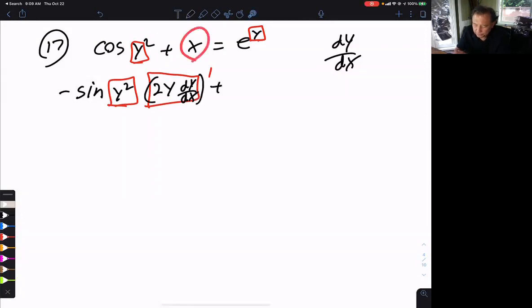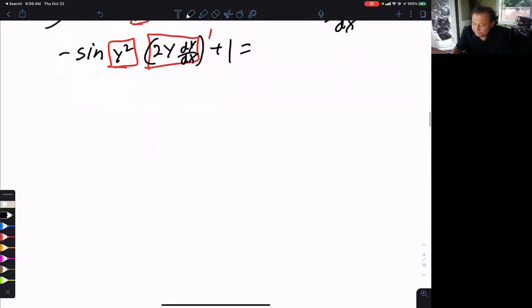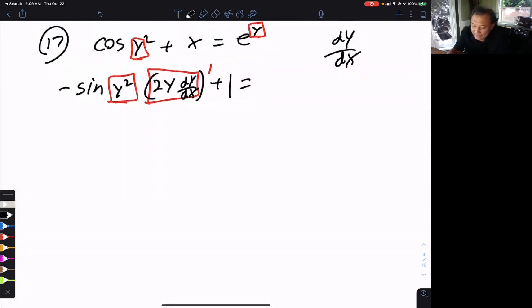This one's easy. Derivative of that's just 1. And on the right side, again, if this were an x here, we'd be done, e to the x. But that's not x, that's a function. So that's box. What's the derivative of e to the box? I am my own grandpa times the derivative of box.